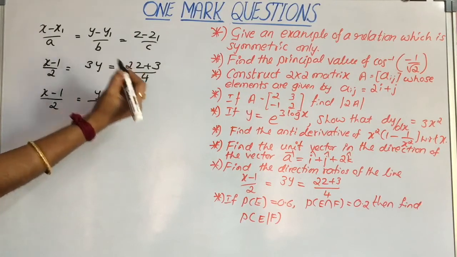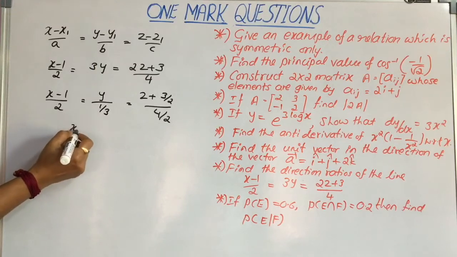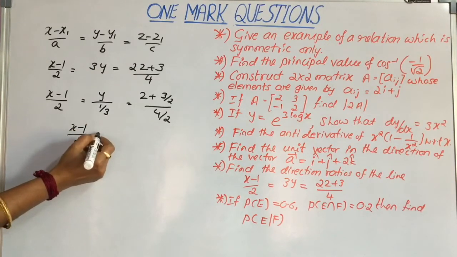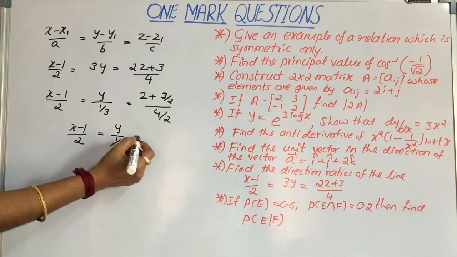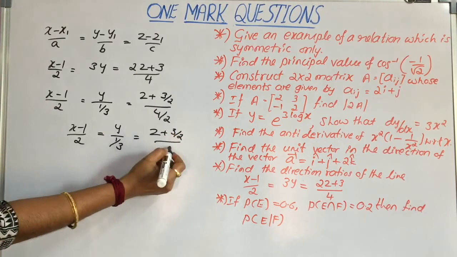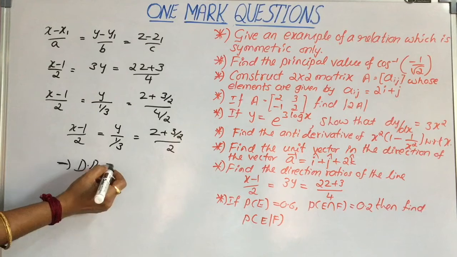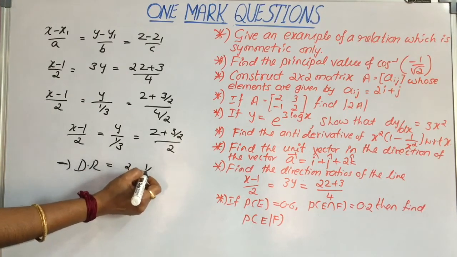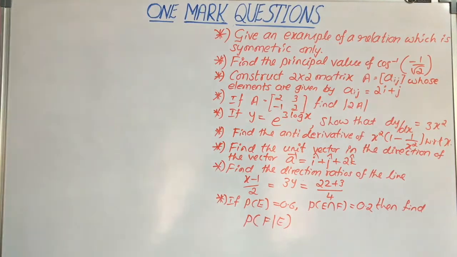So the coefficient of z is 2, that has to be removed. So this can also be written as x minus 1 by 2 equal to y by 1 by 3 equal to z plus 3 by 2 divided by 2. Therefore, the required direction ratios are 2, 1 by 3 and 2. Now move on to the last question.